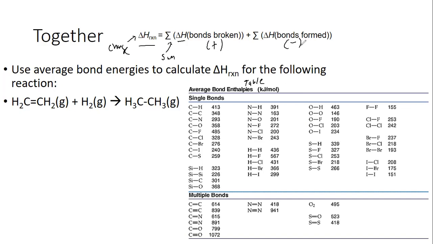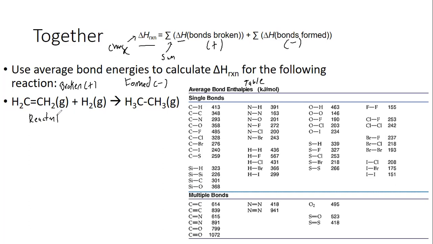So I'm going to show you how to calculate delta H reaction for this equation down here. So basically, any bonds to the left of the arrow are going to be broken. And these will have positive energies. Anything to the right of the arrow, these will be formed and they will have negative energies. So the first thing I'm going to do is I'm just going to look at all the bonds I have. So first, let's go on the reactant side.